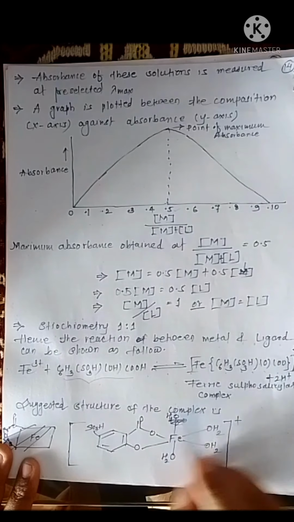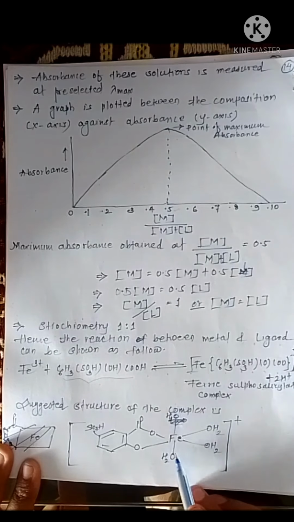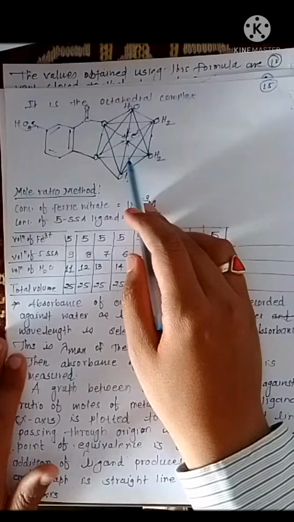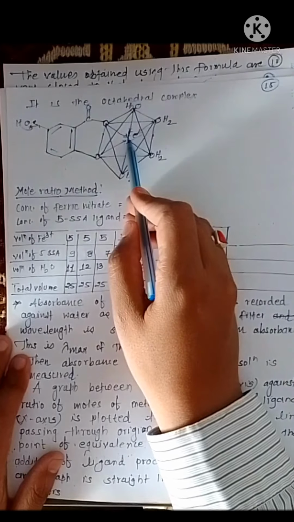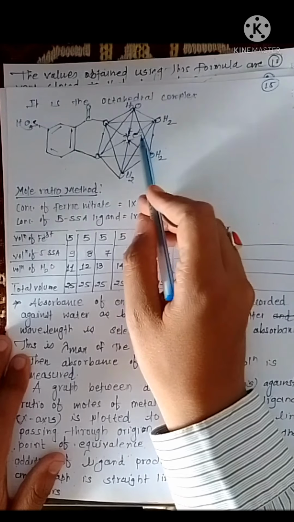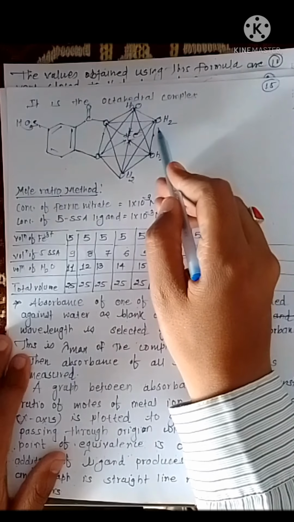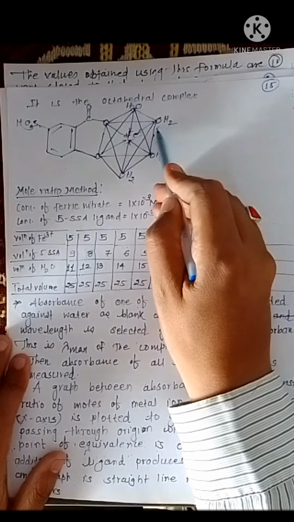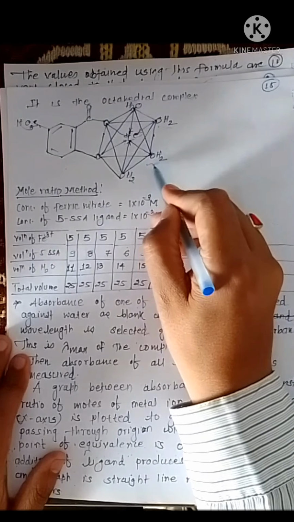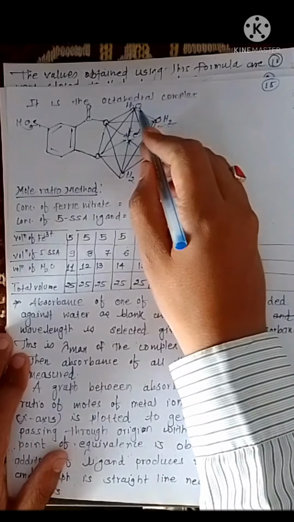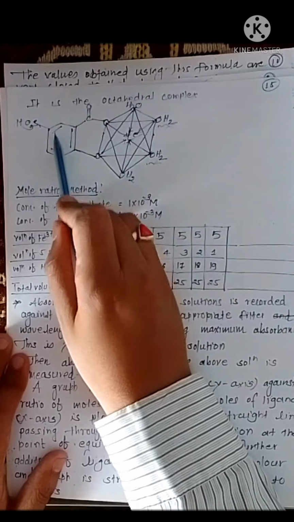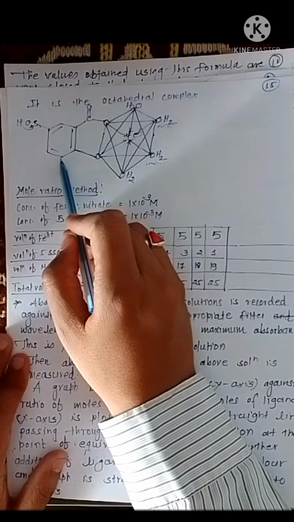So from this reaction the suggested structure of the complex is like this. And if we draw the geometry of this complex, this is an octahedral complex in which the central metal atom Fe is present. This Fe is joined with 4 water molecules as ligands. This is the first molecule of water, this is second, this is third, this is fourth, and 5-sulfosalicylic acid acts as a bidentate ligand.